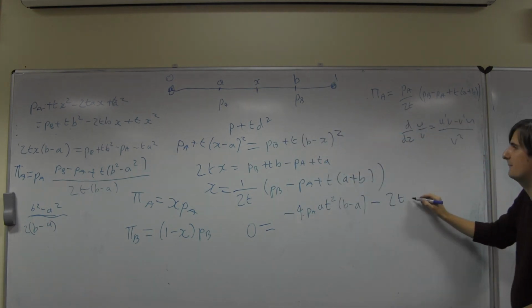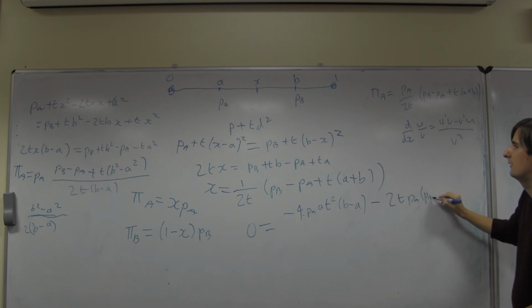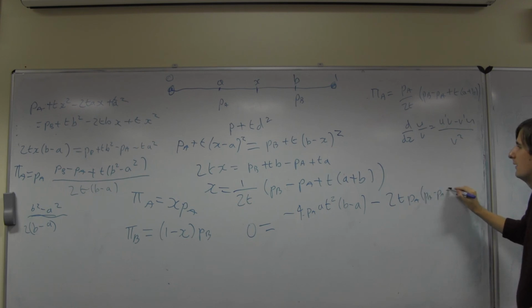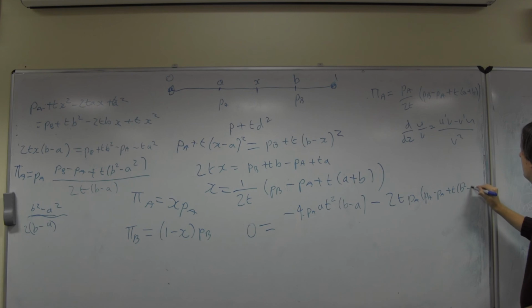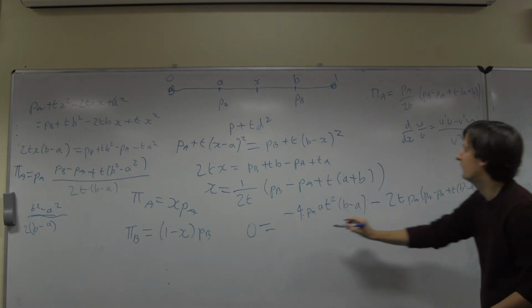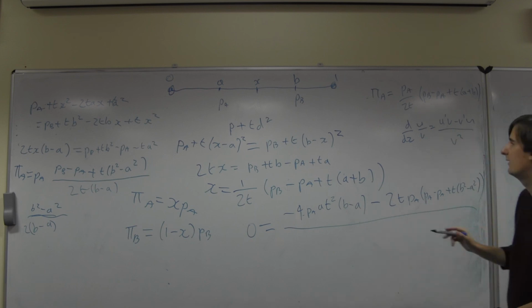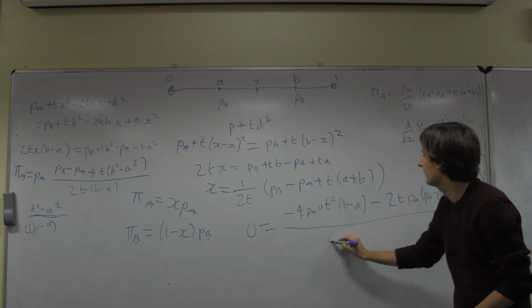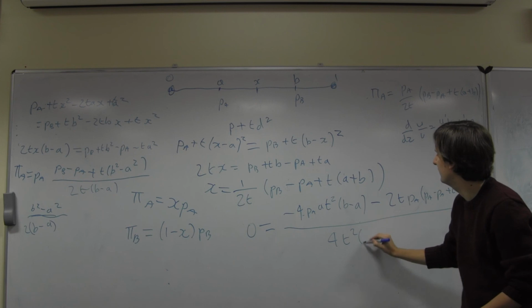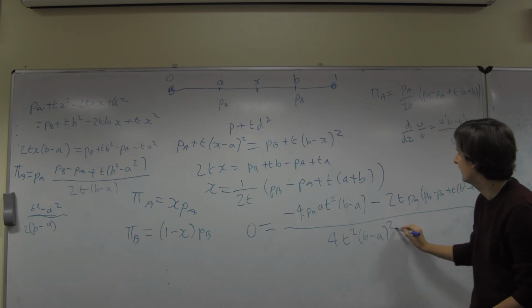It's a bit messy, isn't it? PA, all over the v squared. So 4T squared (B minus A) squared.